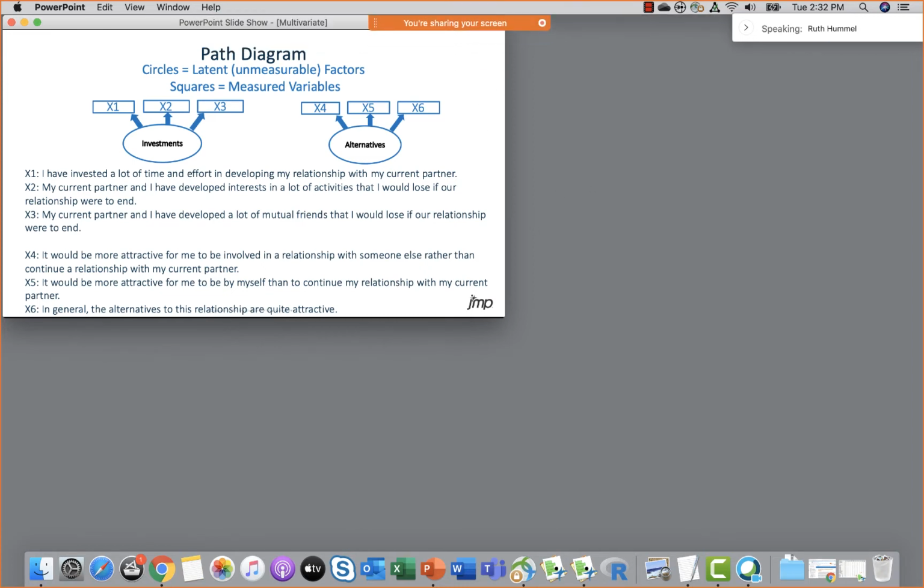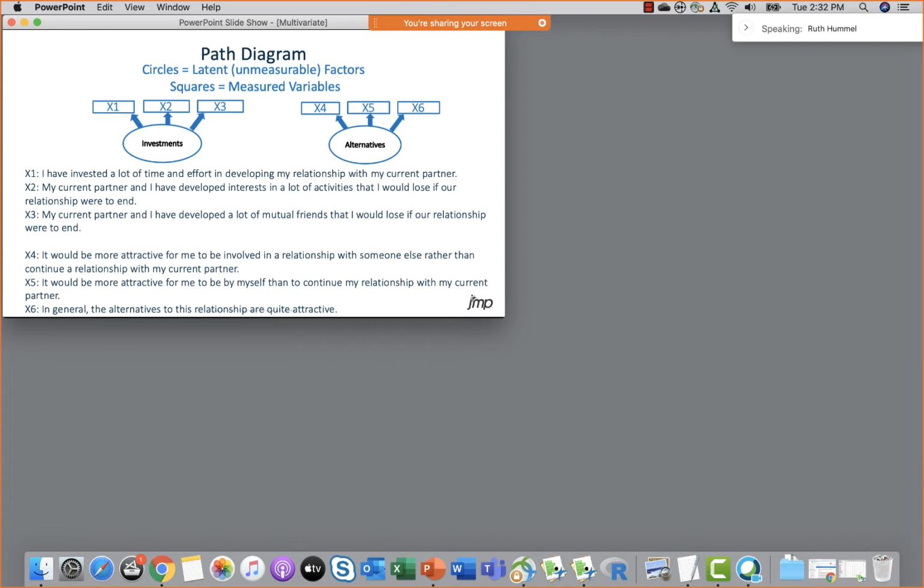So we have two latent variables in our data set. One of them is the idea of how much you're investing in the relationship. And our three measured variables that are trying to get at that idea are three questions on a survey. The first question is, I have invested a lot of time and effort in developing my relationship with my current partner. And then you answer from 1 to 7 how much you feel that that's true. If it's true, I give it a 7. If it's not really true, I give it a 1.